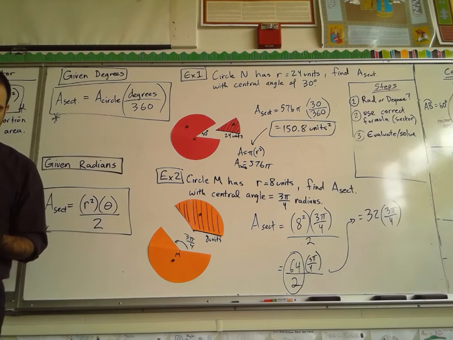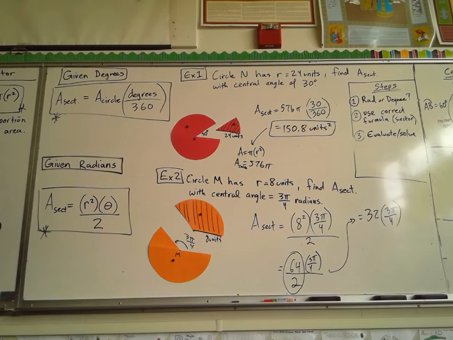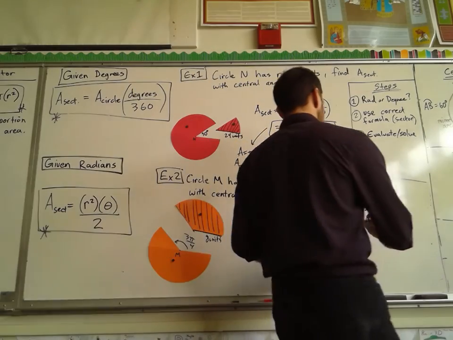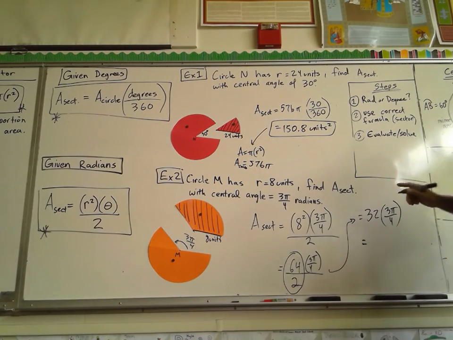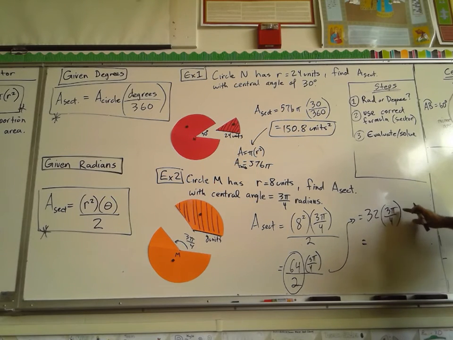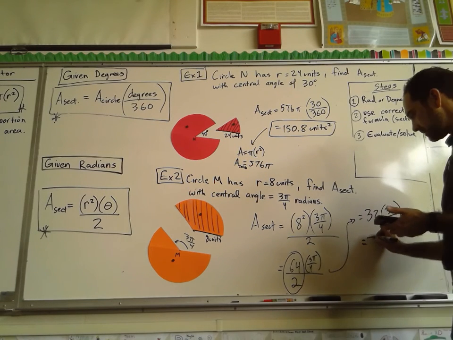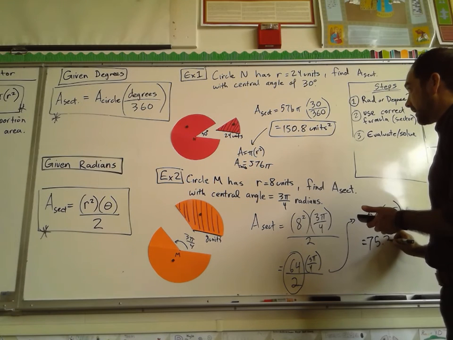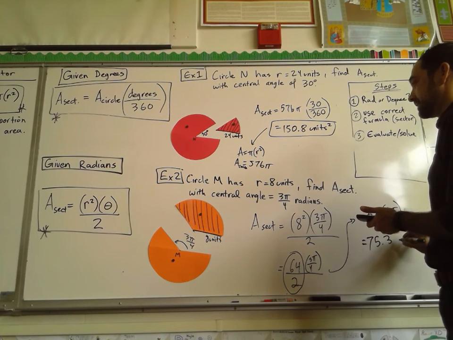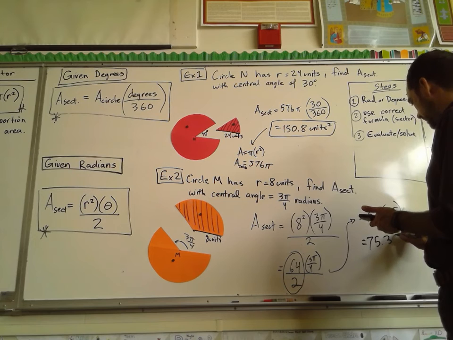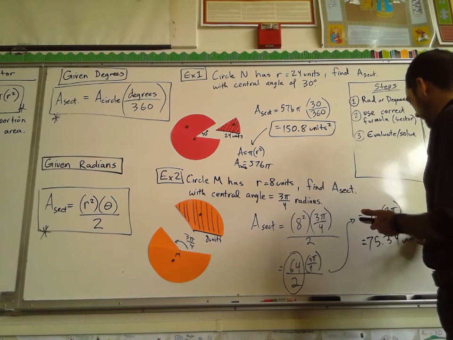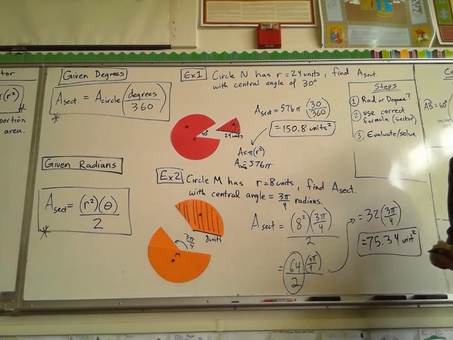Okay. Almost. Now we're over here. All we have to do is calculate. 32 times 3 times pi. Do everything in the numerator, divided by 4. 75.4. What kind of units? Square. Very good. Got it.